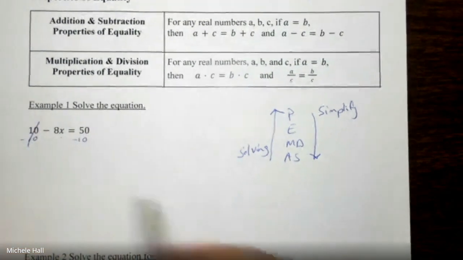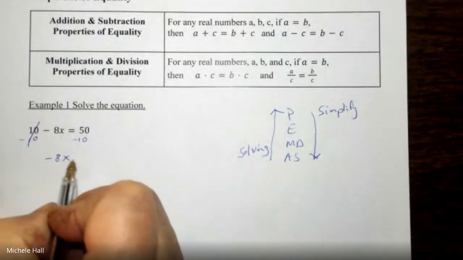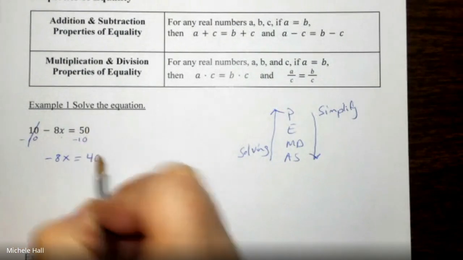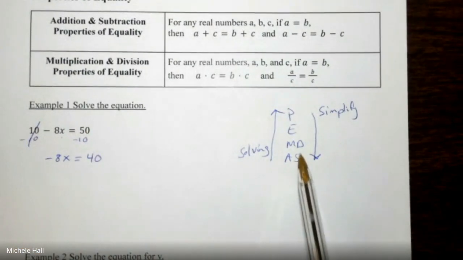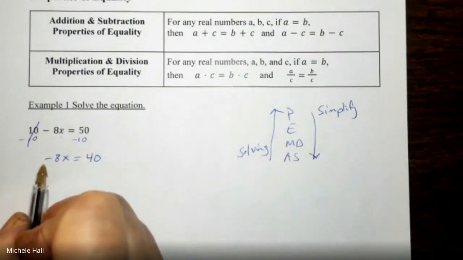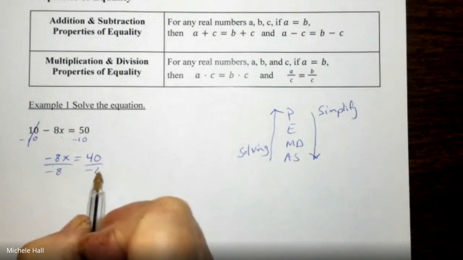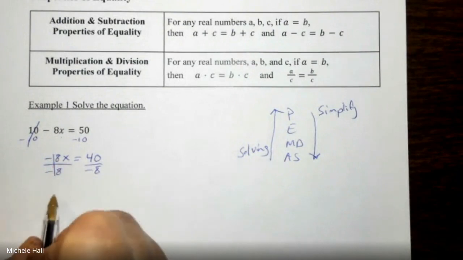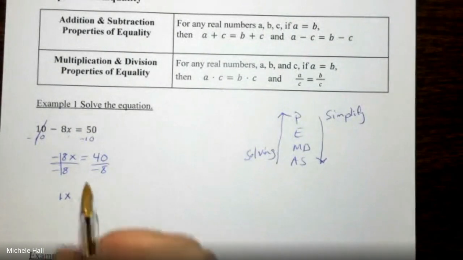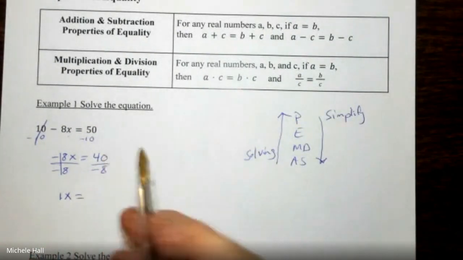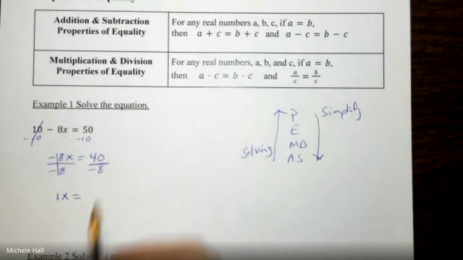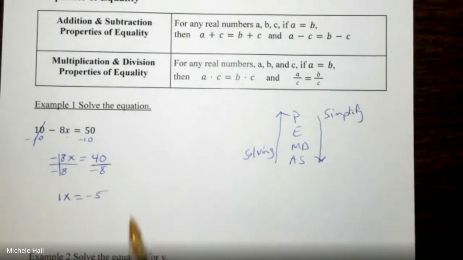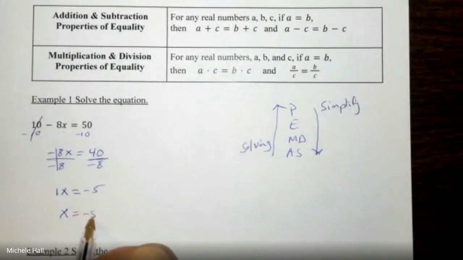10 minus 10 cancels, and I bring down -8x equals 50 minus 10. I'm all done with adding and subtracting. Now I'm looking for any multiplying and dividing to undo. X is being multiplied by -8, so I will divide by -8 on both sides of the equation. -8 divided by -8 leaves a +1x. That is always the goal. We want to have x, and it needs to be positive. X equals 40 divided by -8, which is -5. So we have x equals -5.